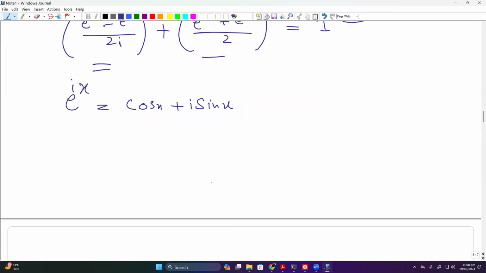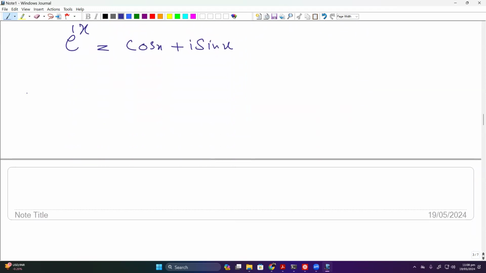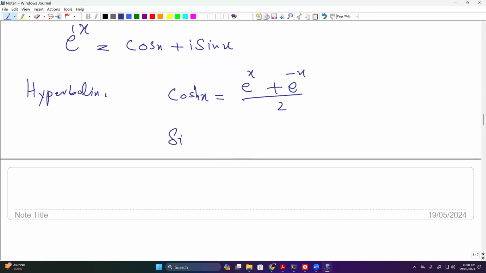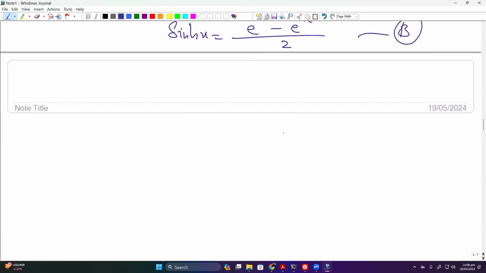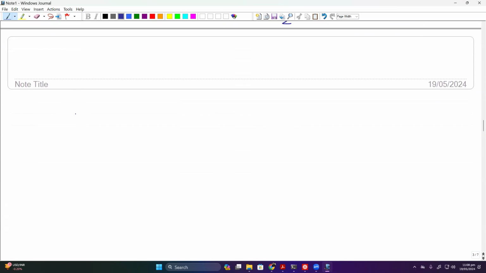And just quickly, we can extend this idea further to hyperbolic functions, because we know that cosh x is equal to (e^x + e^(−x))/2, and sinh x is equal to (e^x − e^(−x))/2. Now, let's suppose this is equation A and this is B. I can obtain these expressions by using the definitions of sine and cos.